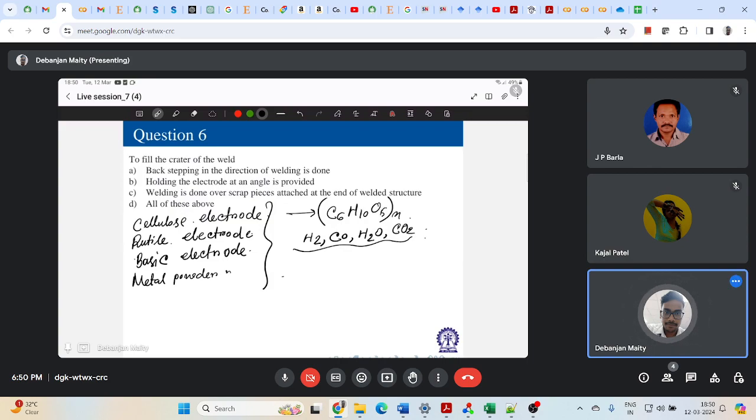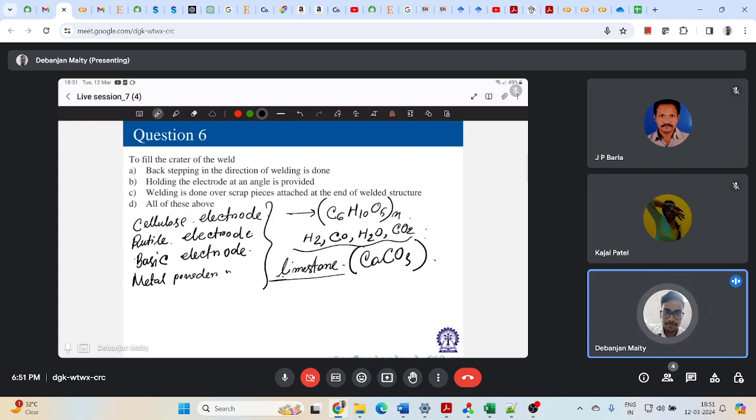There is another kind of electrode called the limestone type electrode. So we call it limestone electrode. This is CaCO3, right? That type of electrode, on the other hand, will generate CO2 gas and calcium oxide slag when the limestone decomposes, right? Now, this limestone type electrode is a low hydrogen type electrode because it produces a gaseous shield low in hydrogen, and it is often used for welding metals that are susceptible to hydrogen cracking.